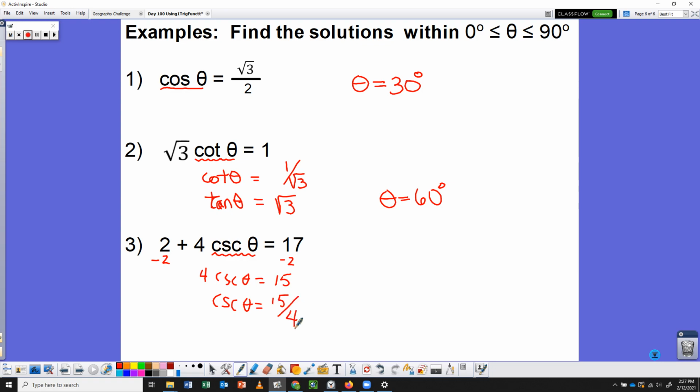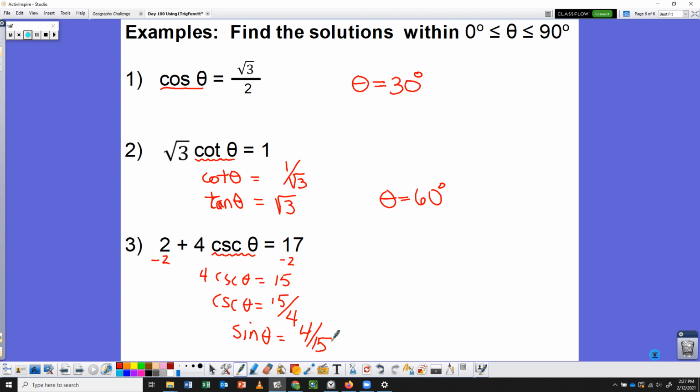And then what you're going to have to do, much like we did in our previous problem, you're going to say, I don't have a cosecant button on my calculator, and you don't, because you can take both sides of this equation and take the reciprocal. So the reciprocal of cosecant is sine, and if you're going to do that to the left-hand side, that means you have to take the reciprocal on the right-hand side as well. So the reciprocal of 15 over 4 is 4 over 15. So I am looking for an angle whose sine value is 4 over 15.